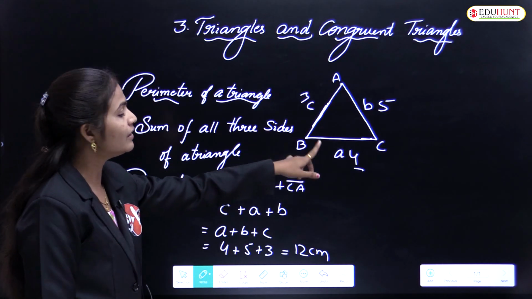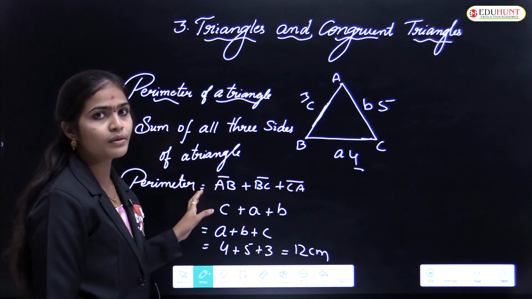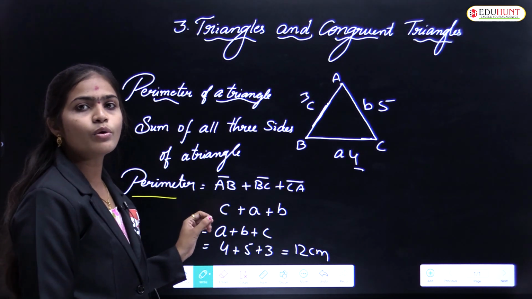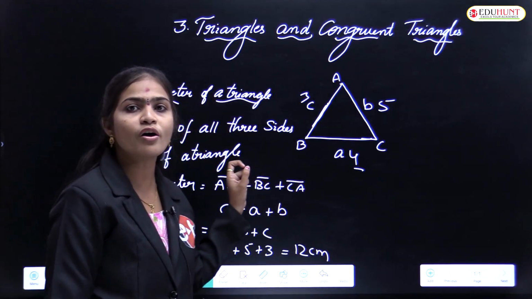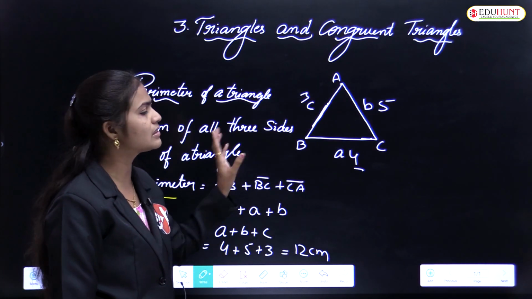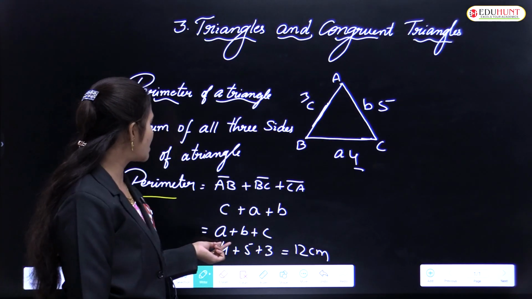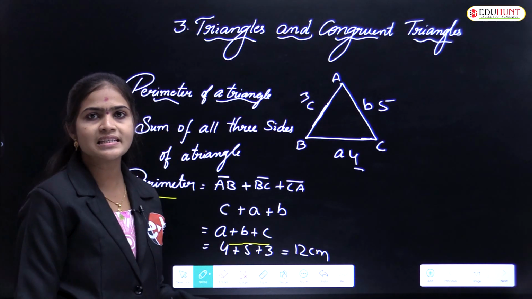The total length of the boundaries, or the perimeter of a triangle, is the sum of all three sides of a triangle. That is called the perimeter. So what is the formula here? a plus b plus c.